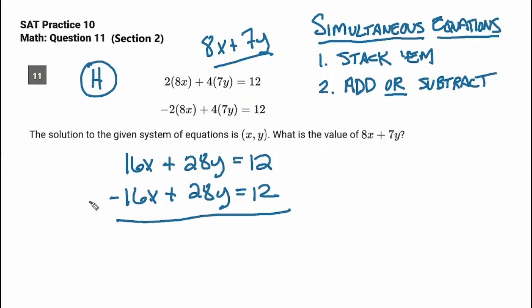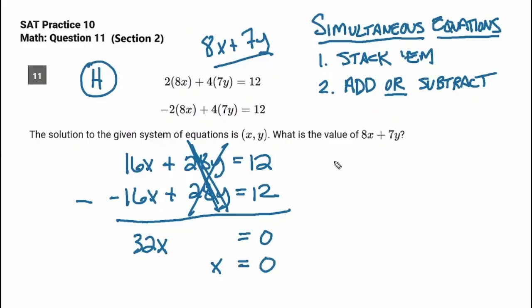I'm going to subtract. Why? Because it's going to make this juicy 28y and 28y go away. 28y minus 28y is just nothing, 0. Be careful here, 16x minus negative 16x, that's 32x, right? 32x, 28y's are gone, equals 12 minus 12, that's 0. So what's x? x is 0. All right, cool. So now we know what x is.